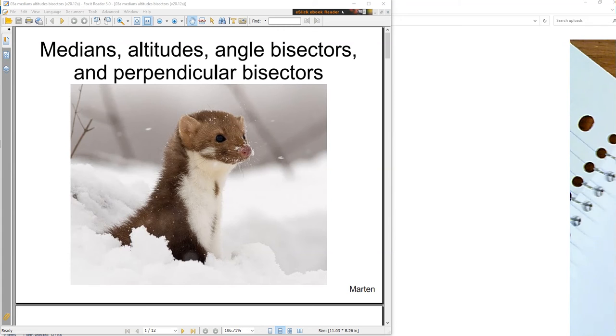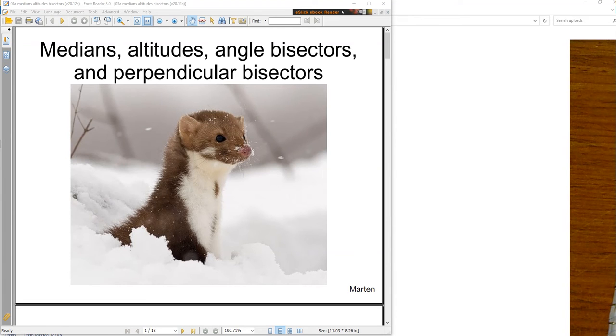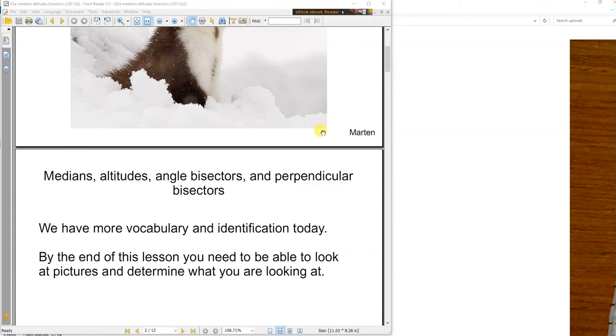If you look back at the last lesson, we talked about parallel lines and transversals. Before that, we talked about adjacent, congruent, complementary, supplementary, so just a bunch of vocabulary.